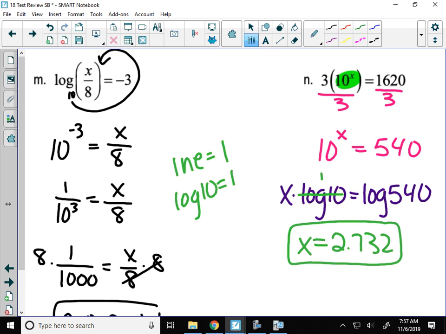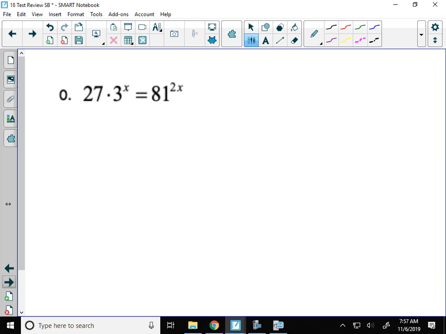Last one. This one was kind of tricky for some of us in class yesterday. 27 times 3 to the x equals 81 to the 2x. Now, I know we've always talked about isolating the exponential, but the hard part about this is that I can't just divide the 27 away because I have x's on both sides in the exponent. So what I do want you to notice is that each of these numbers has a common base of 3. So I'm going to solve this with common bases.